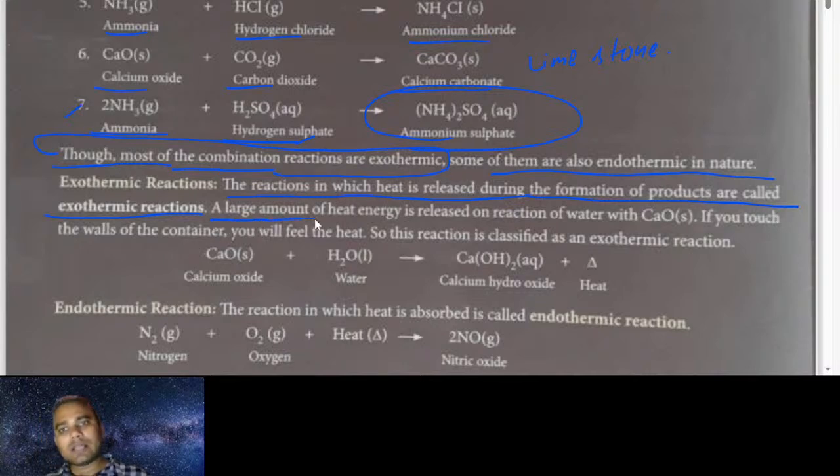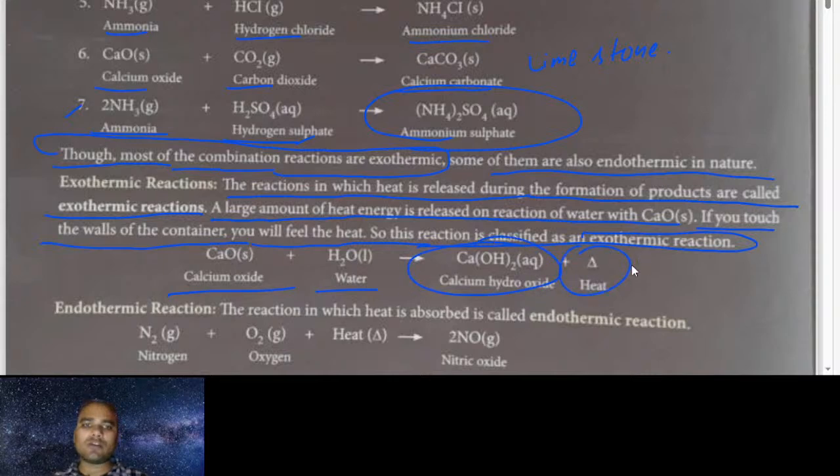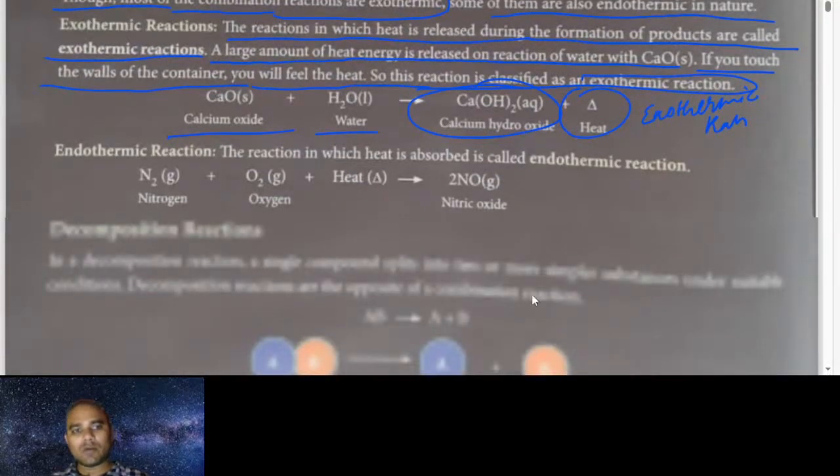A large amount of heat energy is released on the reaction of water with CaO. If you touch the wall of the container, you will feel the heat. So this reaction is classified as exothermic. CaO plus H2O gives calcium hydroxide plus heat. So it is called what, student? Exothermic reaction.